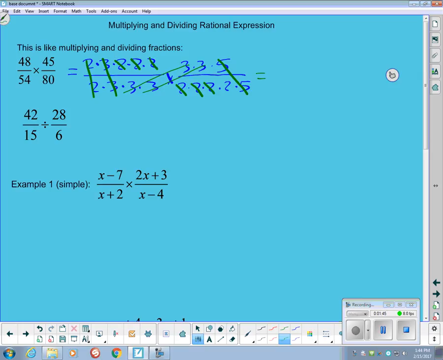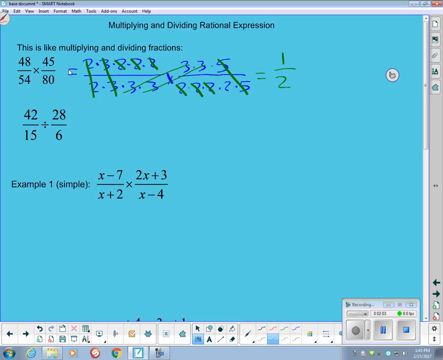And all I have left now in the numerator is a 1, and the denominator is a 2. So I was able to multiply those together without having to know what 48 times 45 or 54 times 80 is. This is a pattern that we're going to use when we deal with our rational functions.